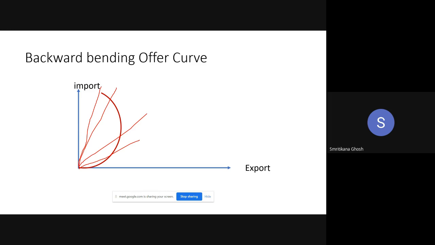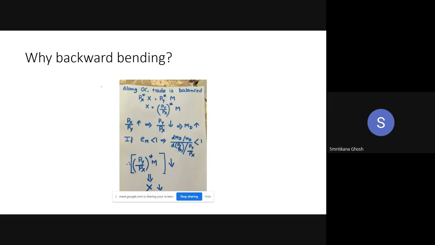Generally, we are drawing it like upward rising, but sometimes it is just like the labor supply curve. Can you remember the labor supply curve? Because of the problem of the substitution effect and income effect, labor supply curve may be backward bending. So here also, offer curve may be backward bending. Why? The question is why? We are very happy with the upward rising. Everything was very easy for us. But the problem is coming when it is bending backward. The question is why it is like this. So here is my answer.